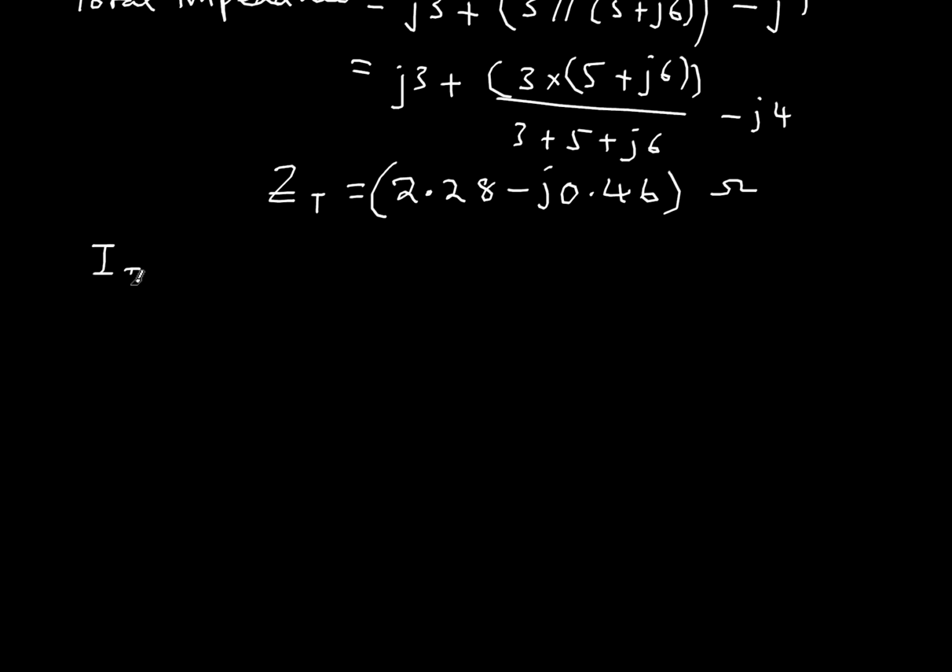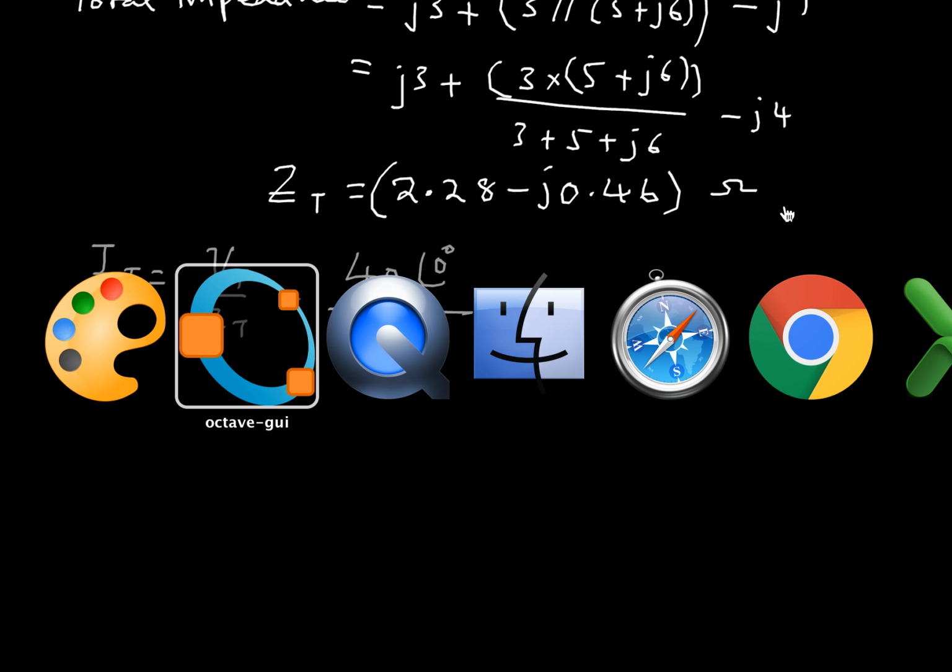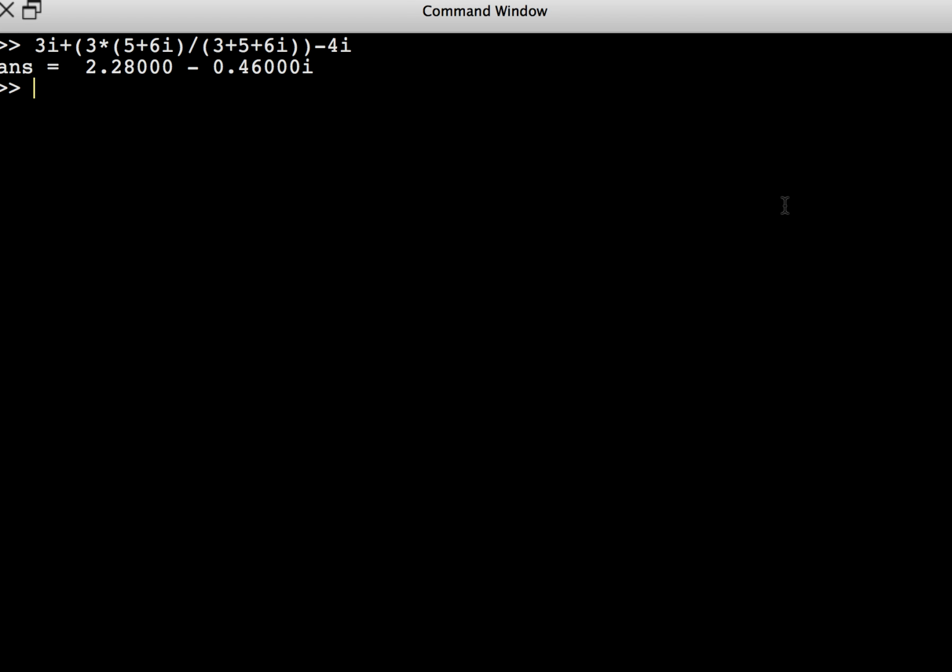Now once I have the total impedance, it's very easy to calculate the total current. So what's my I total? This is nothing but V total by Z total, that is 40 angle 0 degrees divided by ZT. So that will give me the total current. So let me do that. This is basically 40 itself, 40 plus j0. So let's go to the calculator, and then I have the solution.